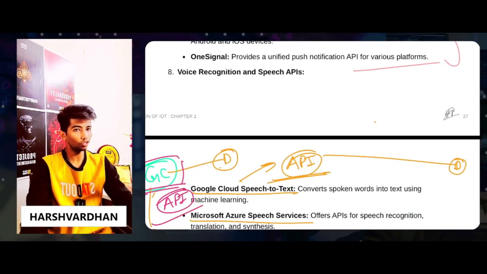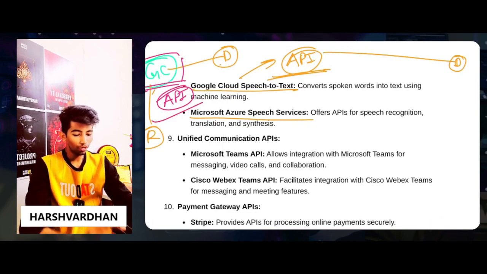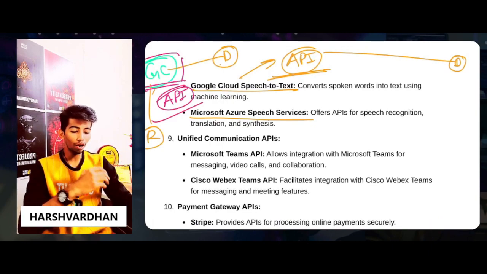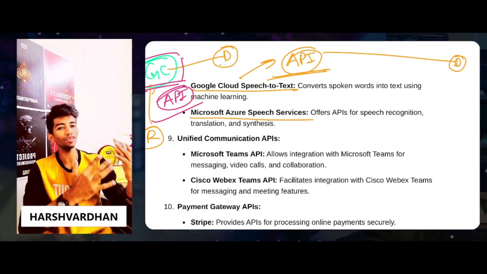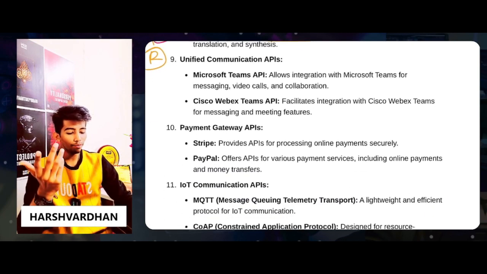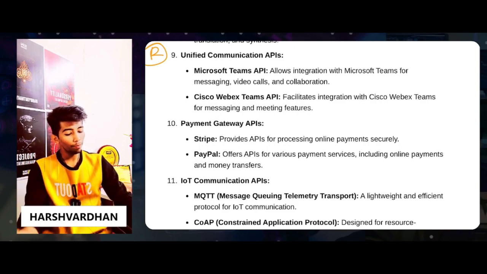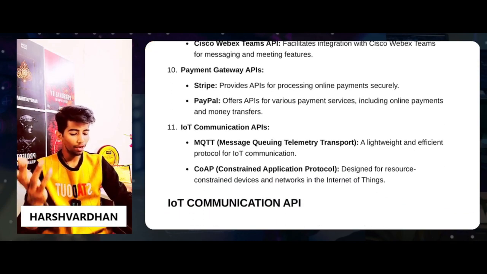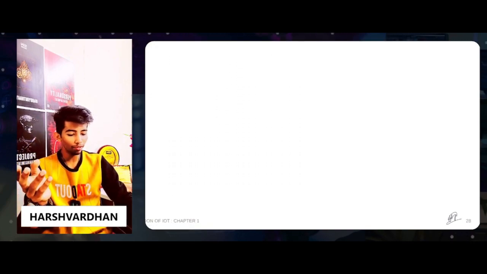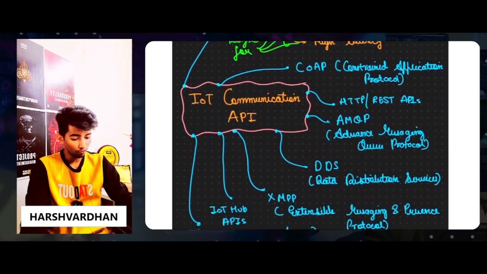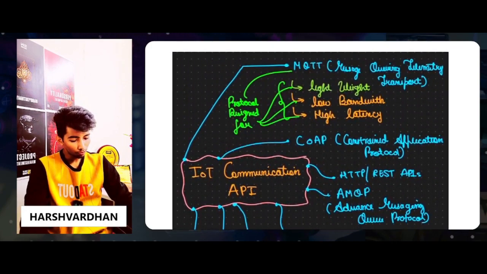Voice recognition and speech API is also there, where you can recognize voice and work over that. Google Cloud Speech-to-Text is there. Microsoft Azure Speech. Unified communication like Microsoft Teams, Cisco WebEx is there. Payment gateway API is there: Stripe, PayPal. IoT communication API is there. There are millions of APIs developed. According to your use, you can select any one of them. These are all the API names.